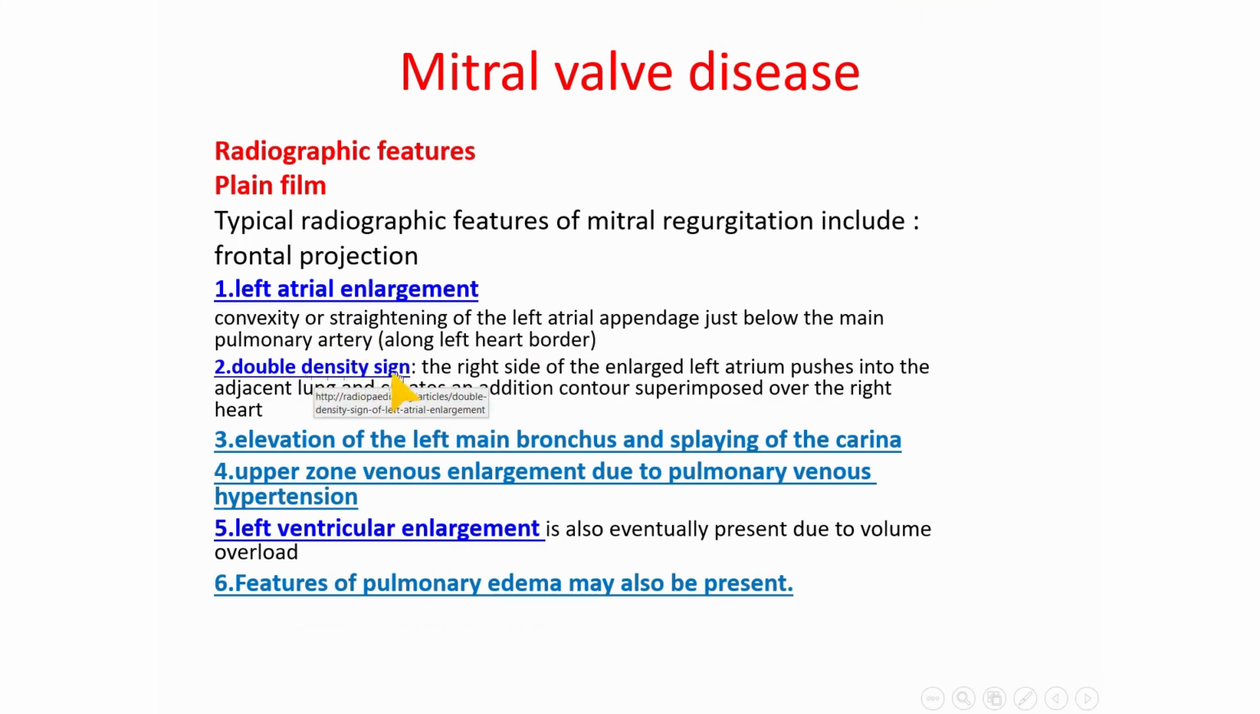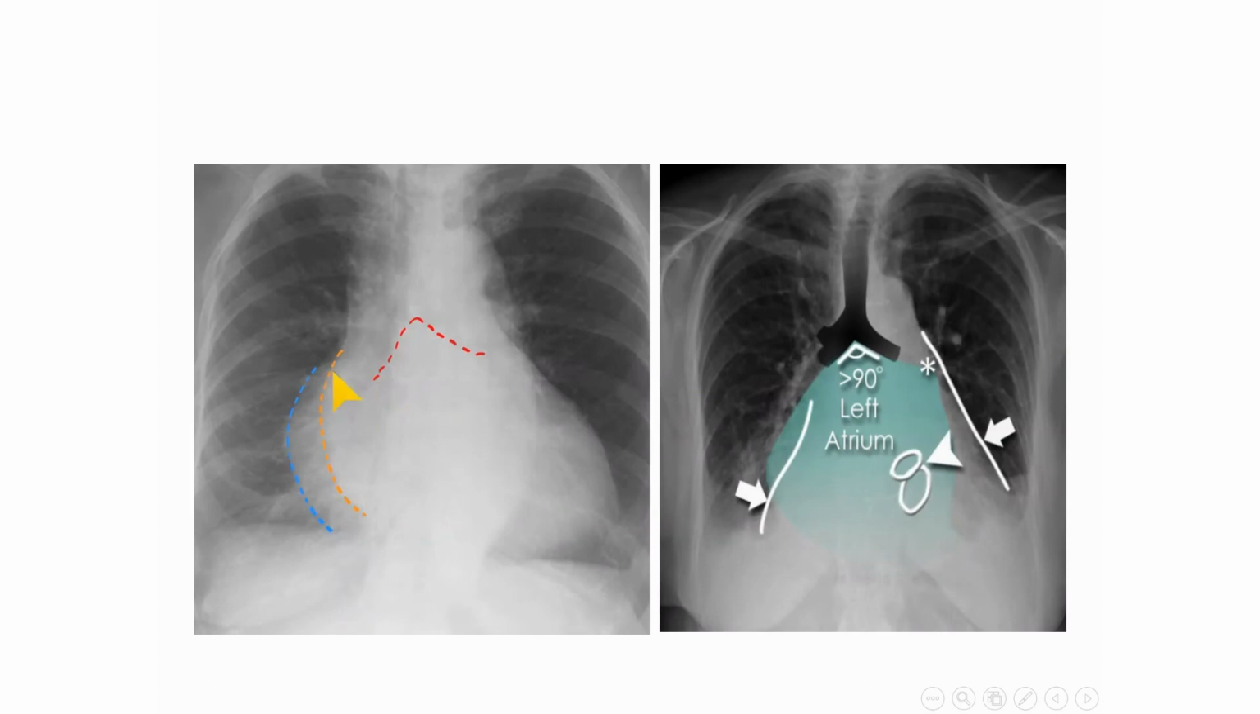Second, we have the double density sign. By the double density sign, we mean that there is enlargement of the left atrium. It will cause a projection or a compression of the adjacent lung, and this will cause a double contour of the heart, as seen at the right heart border.